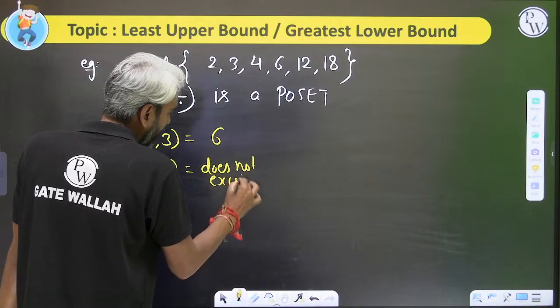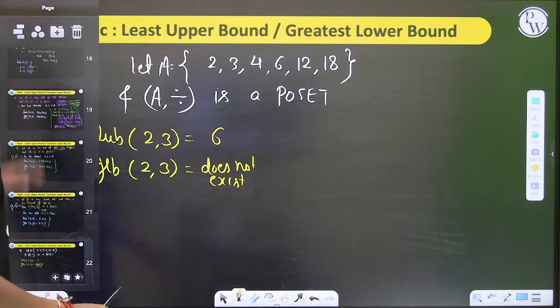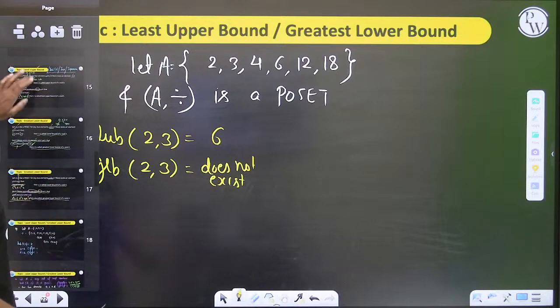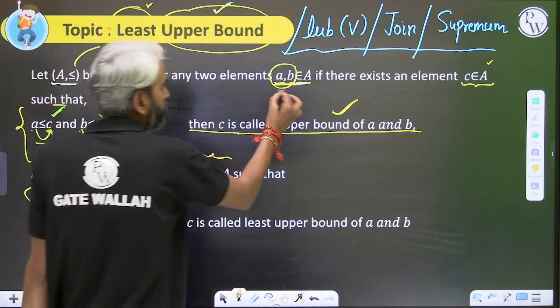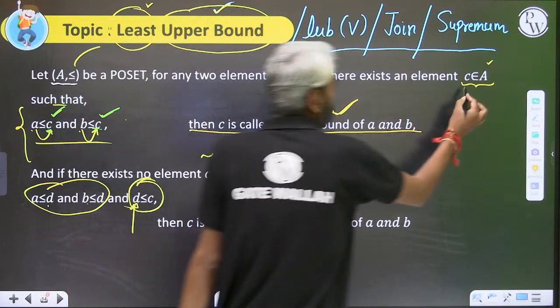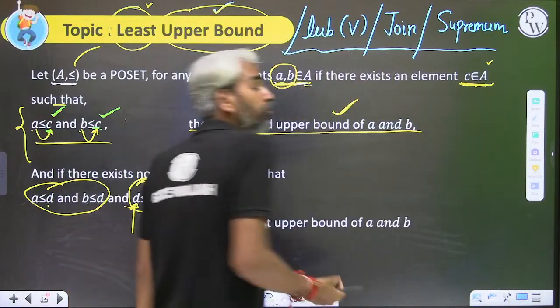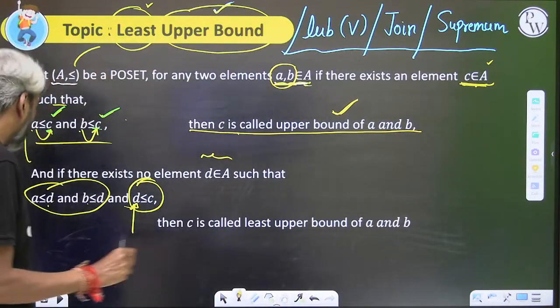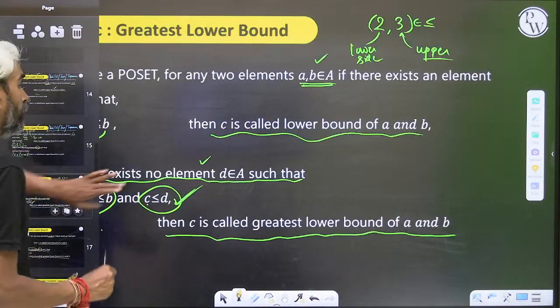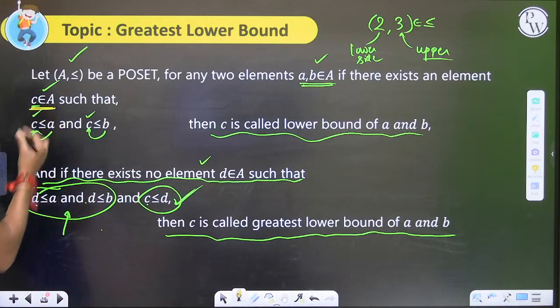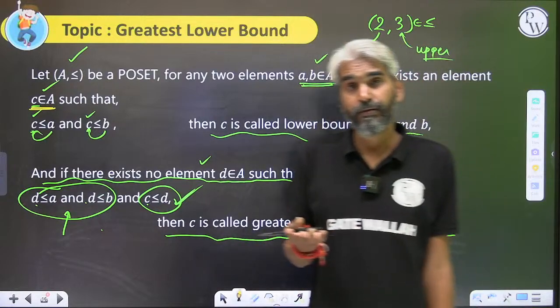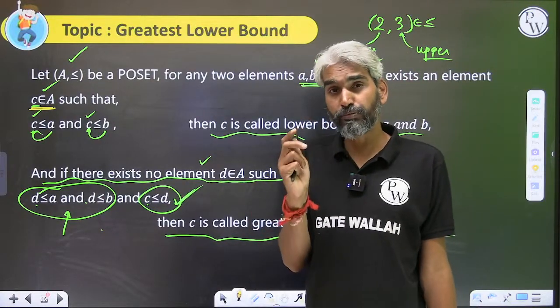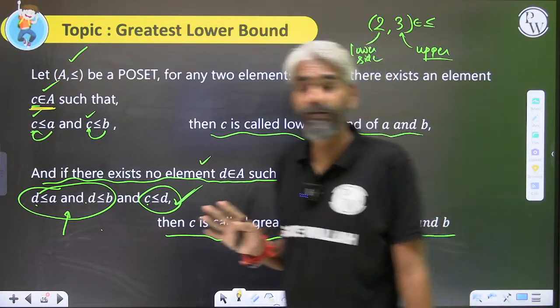Sir, why? 1 is there? No, Baba. You just need to go and check the definition: for any two elements belonging to set A, their least upper bound should also belong to set A itself, and their greatest lower bound should also belong to set A itself. You are not looking at any number possible on the lower side, but that number should be in the set itself. Clear?